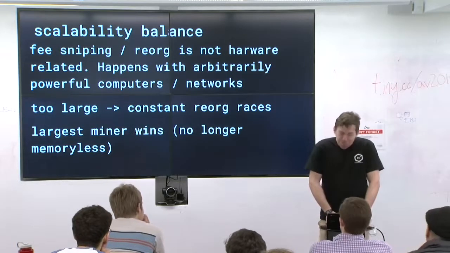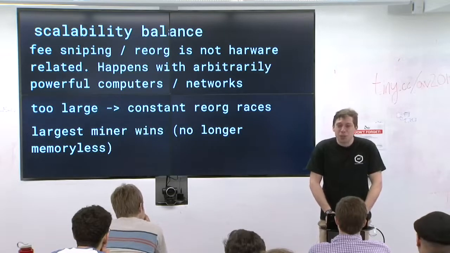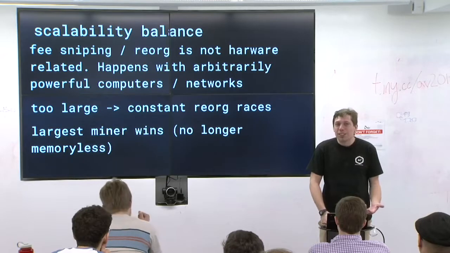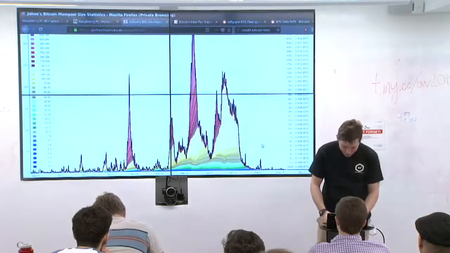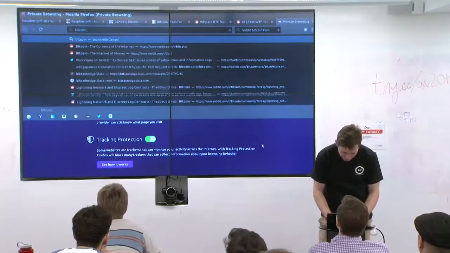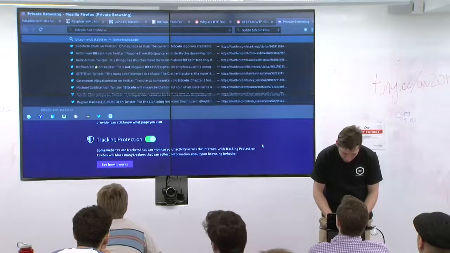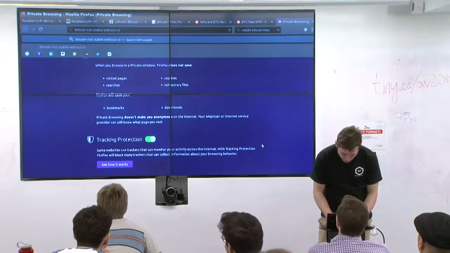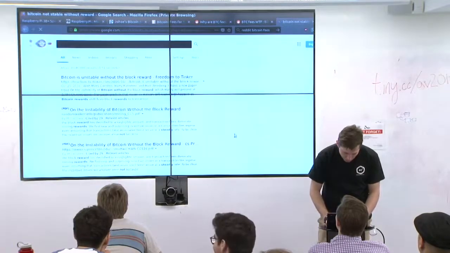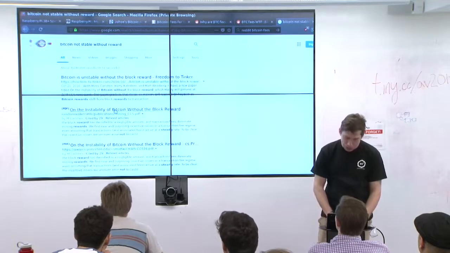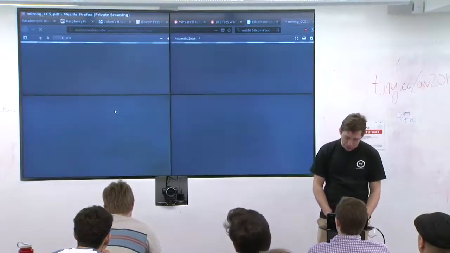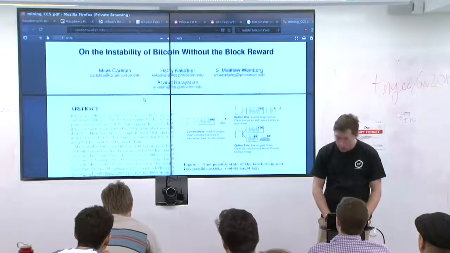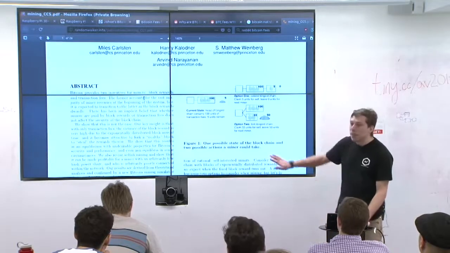There's a paper, what's it called? Bitcoin is not stable without a fee or something. It's Princeton guys, right? On the instability of Bitcoin without the block reward. And to be fair, yeah, these are Princeton guys. To be fair, they write about this issue.